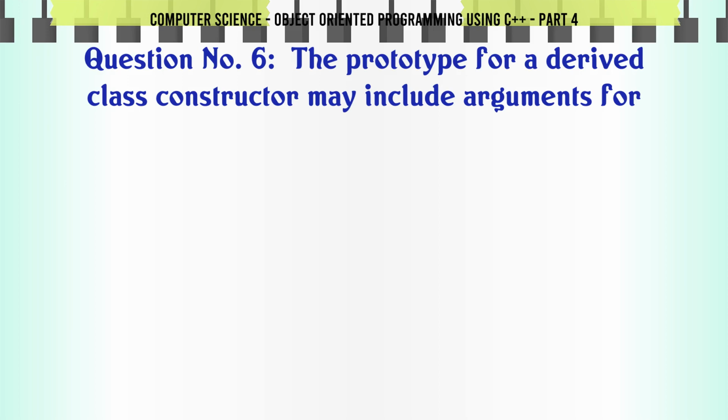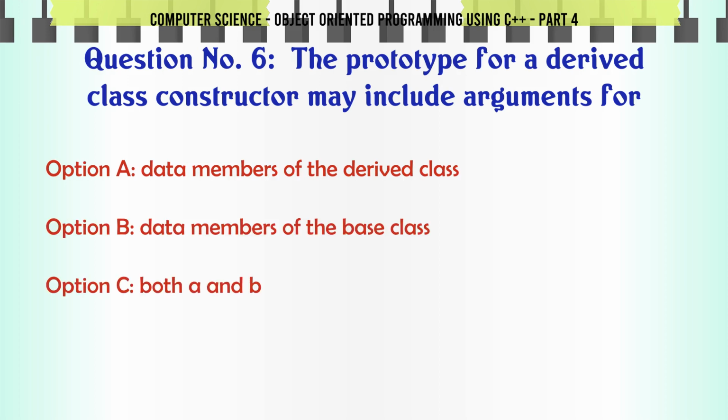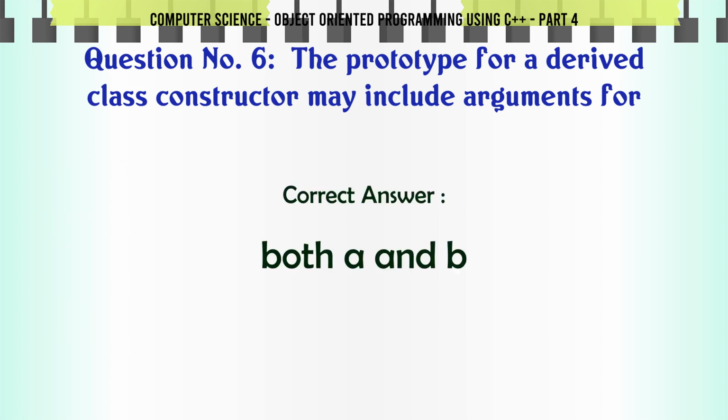The prototype for a derived class constructor may include arguments for: a) data members of the derived class, b) data members of the base class, c) both a and b, d) neither a nor b. The correct answer is both a and b.